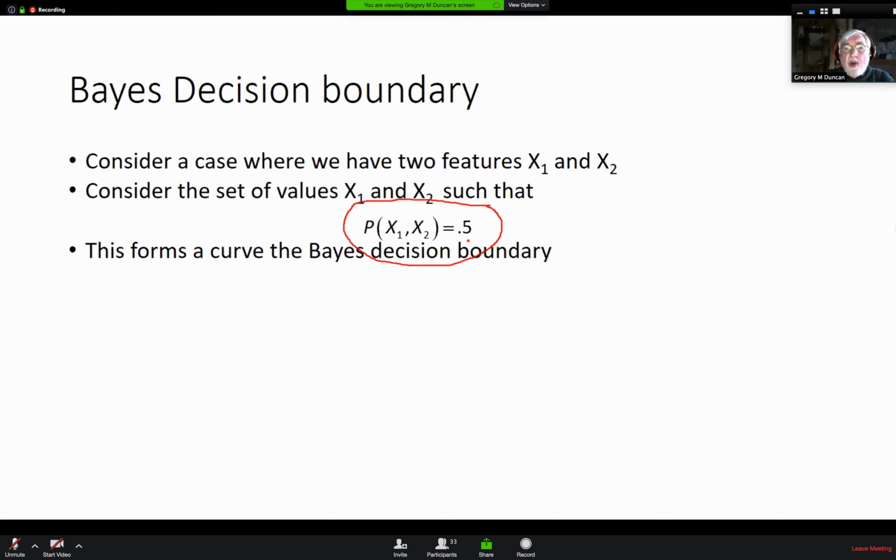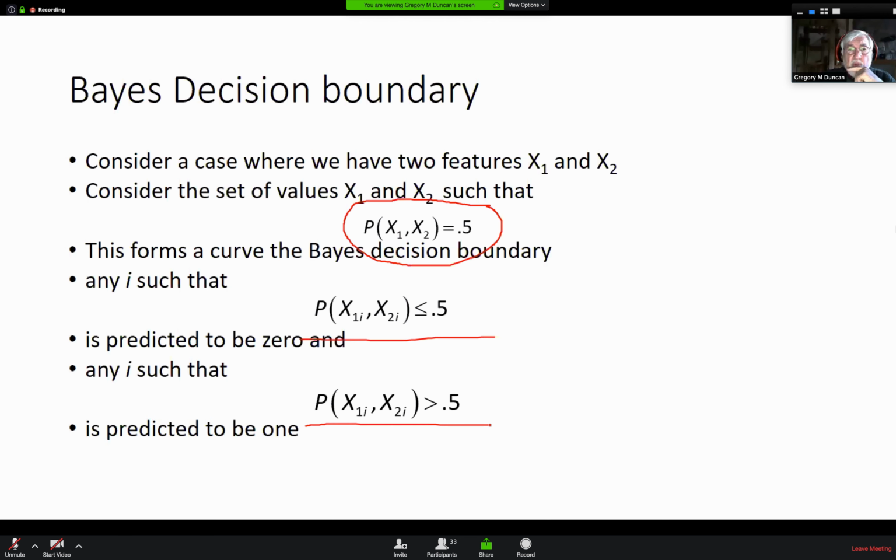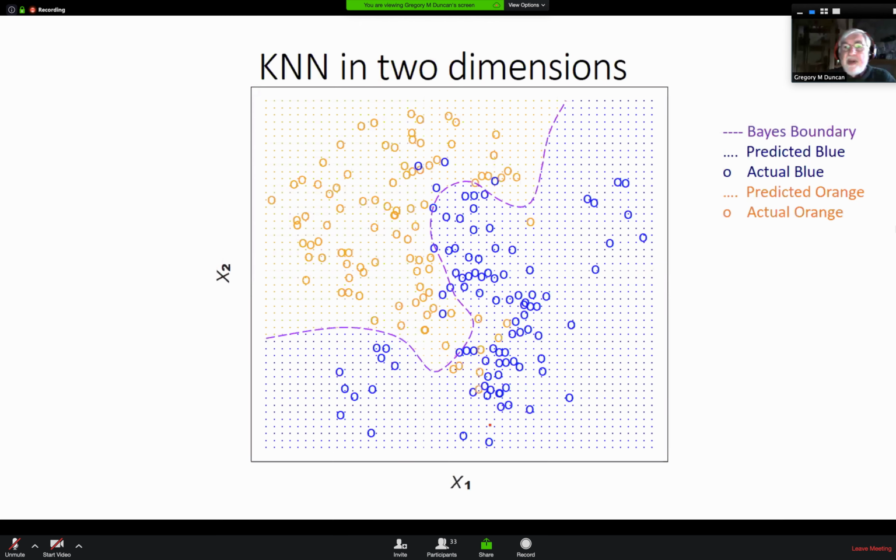Okay. This forms a curve that's called the Bayes decision boundary, and I'm going to show that to you in a minute. For any I such that this is less than 0.5, we predict the Y to be 0, and any I such that this is greater than 0.5, we predict Y to be equal to 1. So here we have this in 2 dimensions.